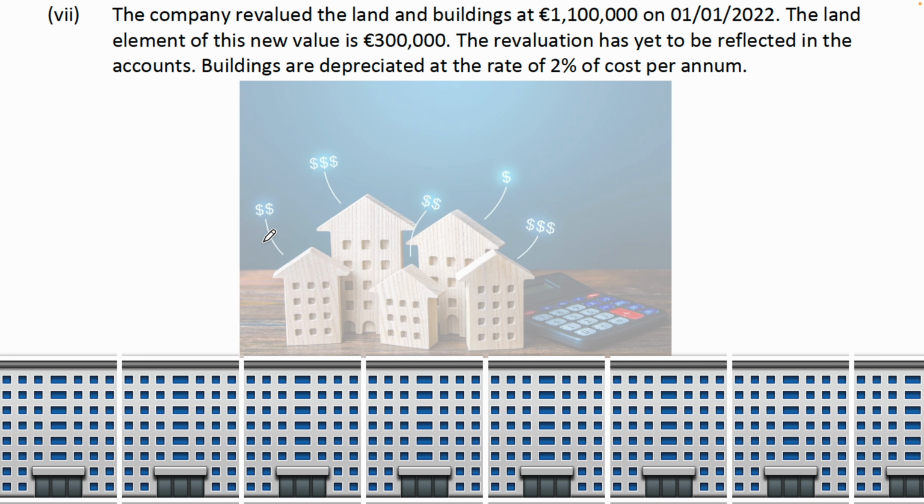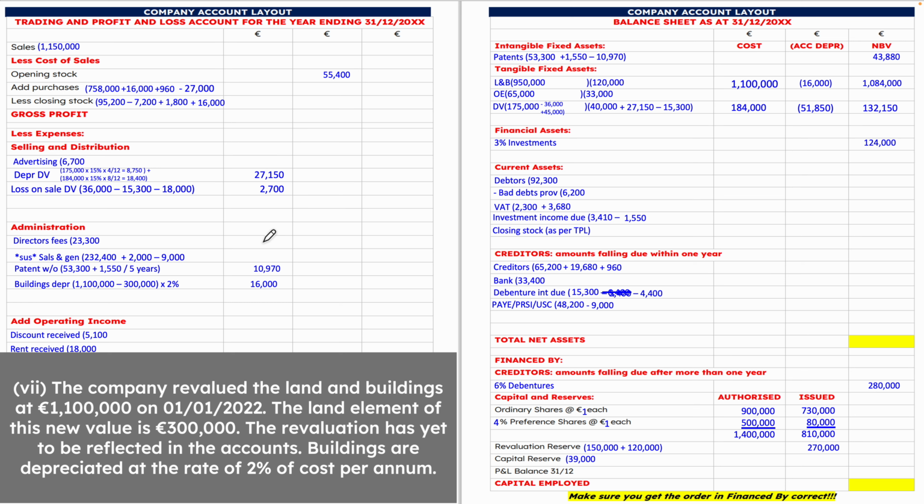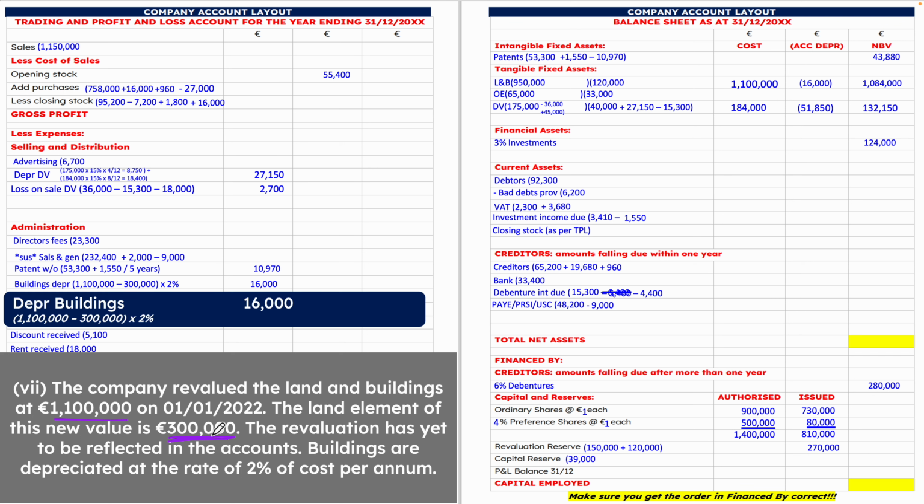Okay, so it was revalued on the 1st of the 1st and it's never been put in yet. It was revalued at 1.1 million, land value is 300,000. We'll do the depreciation on the buildings first. And hopefully you'll know that we do not ever depreciate land. So what we'll do is our 1.1 million that it's worth minus the 300,000 land multiplied by 2%, and that is 16,000 euro buildings depreciation in the admin account there.